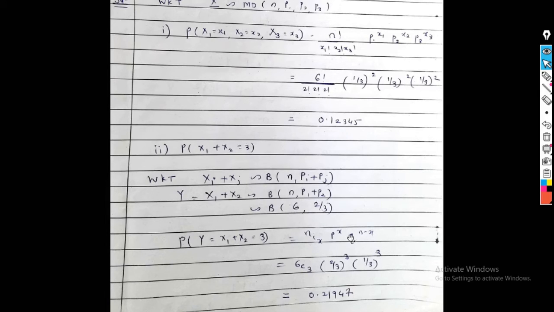So this is nCx p raised to x, q raised to n minus x. The value of n is 6, so 6C3, because x1 plus x2 is Y and Y is equal to 3. P is 2 by 3, so 2 by 3 cube, into q, which is 1 minus 2 by 3, that is 1 by 3 raised to 3. After solving this, we get the probability of x1 plus x2 equal to 3 is equal to 0.21947.